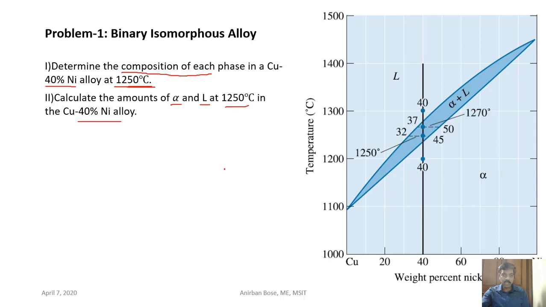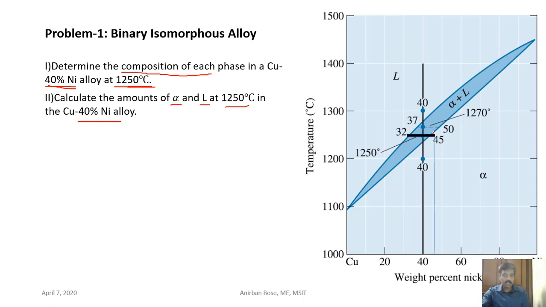So the first step is that at 1250 degrees centigrade, and what is the composition? 40% nickel. So 40% nickel and 1250 degrees centigrade is something here in this region. So this is the point indicating that. To find out the composition, what do we have to do? First, we have to draw the tie line, because with the help of this tie line we can find out the composition.